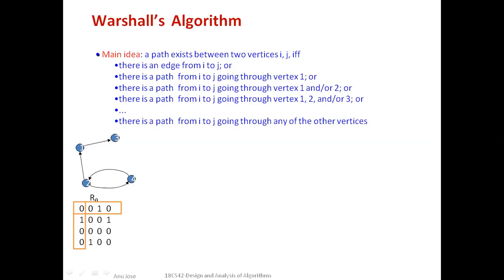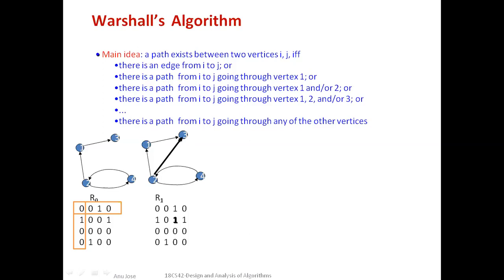Now the next entry. So I should construct R1. Only one update I have done: that was 1 and 1, and the AND operation result was 1, so I updated it with 1. It means that I have considered vertex 1. With the help of vertex 1, I found a new path existing between 2 and 3, which I have updated to 1.